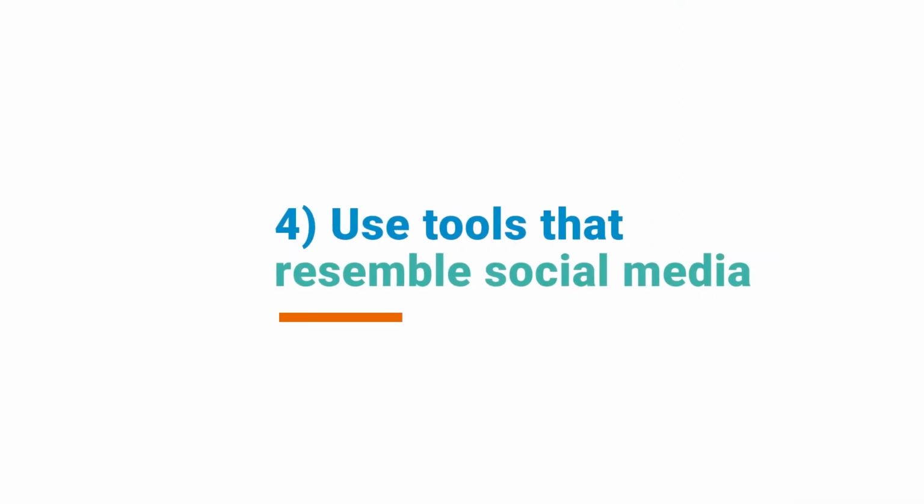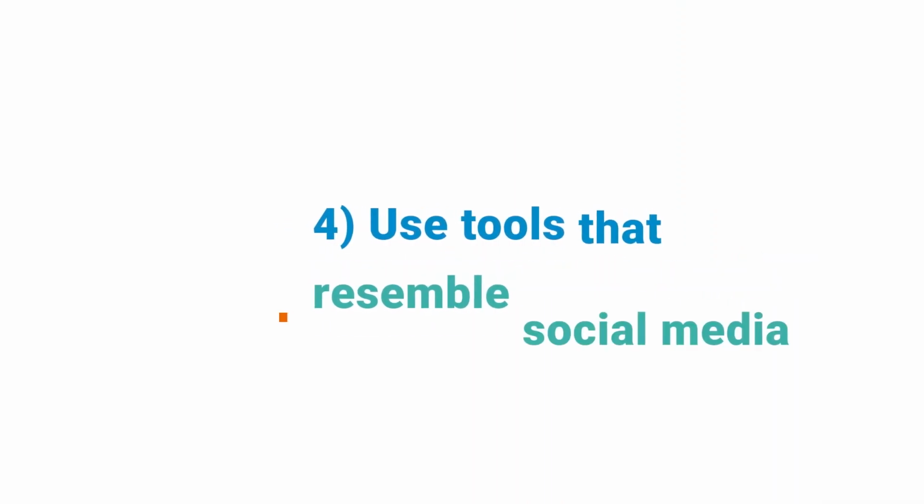Tip number 4, use digital tools that resemble social media. If you don't want to or you're not allowed to use social media in lessons, you can still benefit from the type of interaction that makes them special. Learning tools like Google Classroom, Edmodo, Padlet, etc. draw on elements that are typical of social media, like ease of access, opportunities to share, communicate, react to others' ideas and contributions, and so on.